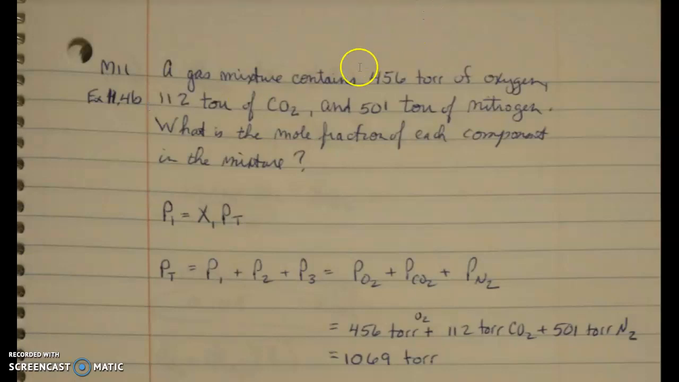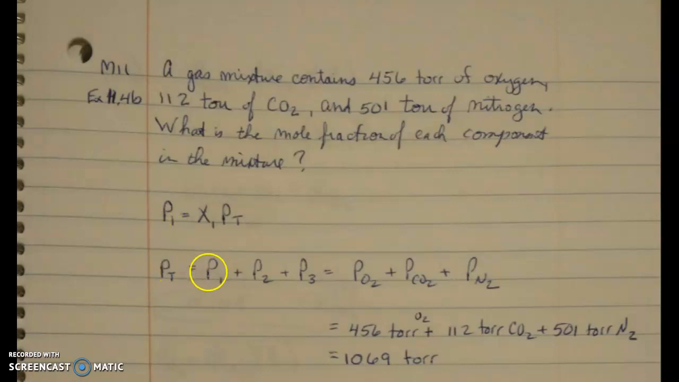So what they want to know is what part of the total mixture does this 456 torr of pressure of oxygen contribute? And what part of the total pressure does the carbon dioxide contribute, and what part of the entire mixture does the nitrogen? And so we have a couple of equations that we might need to use, right? And both of these are kind of restating Dalton's law.